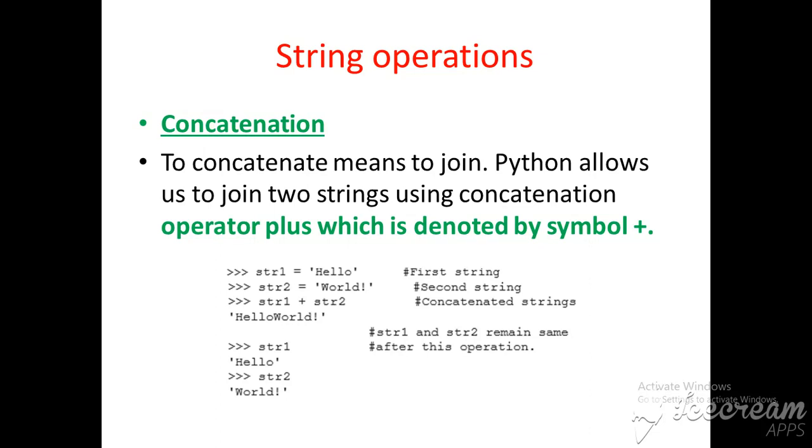After concatenation, string 1 is equal to hello, string 2 is equal to world, and string 1 plus string 2 is equal to hello world. String 1 remains hello and string 2 remains world, so nothing is affected in string 1 and string 2. String 1 plus string 2 returns hello world. This is the use of the concatenation operator. The plus sign is used for concatenation.